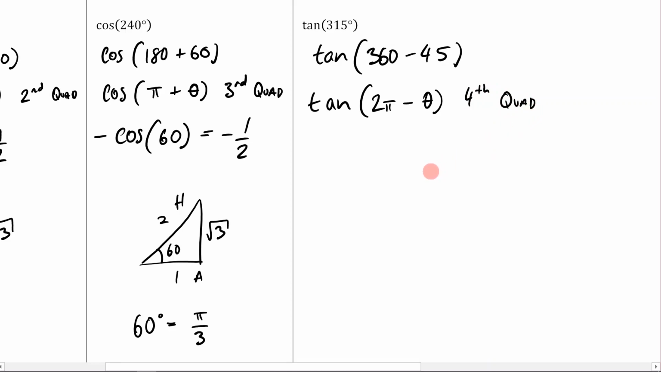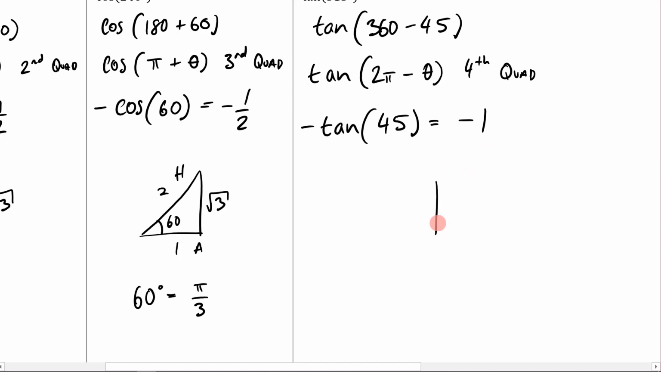And then once I know it's in the 4th quadrant, what I'm going to do next is say, well, tan is negative in my 4th quadrant. So it's going to be negative tan of 45 degrees. And I know that tan of 45 degrees is 1. And because it's negative, it's going to be negative 1. But now even I'm doubting myself.